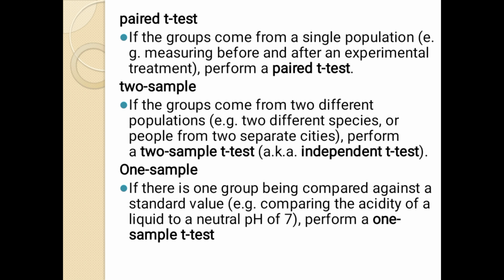Two sample t-test. If the groups come from two different populations, then we perform a two sample t-test. It is also known as the independent t-test. Why? Because the groups are of two different kinds, hence it is known as the independent t-test. For example, two different spices or two different people from two different cities.